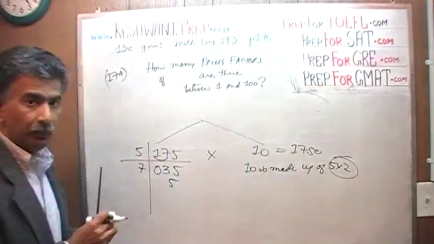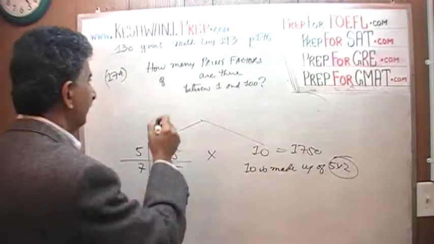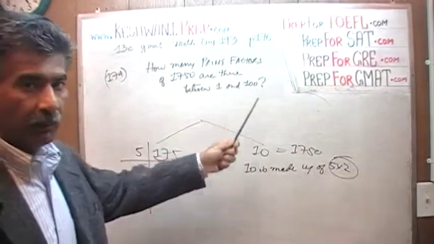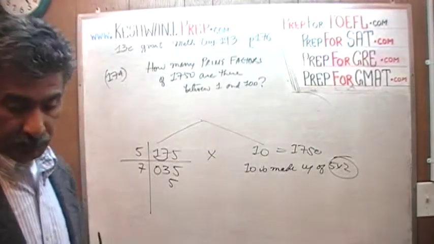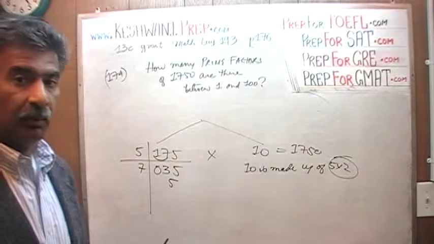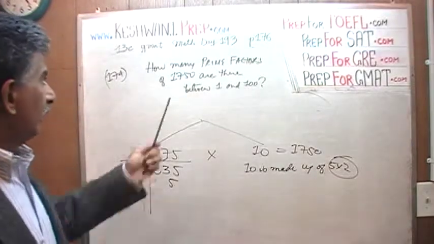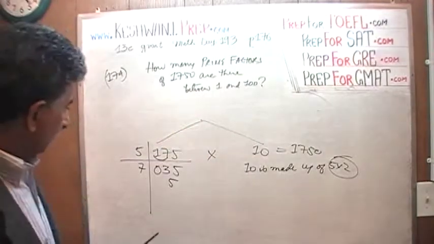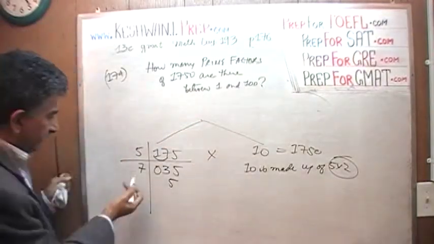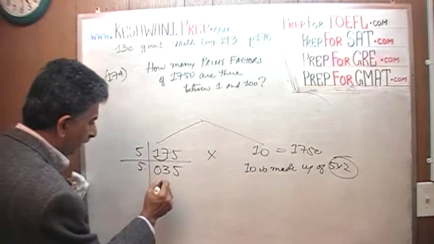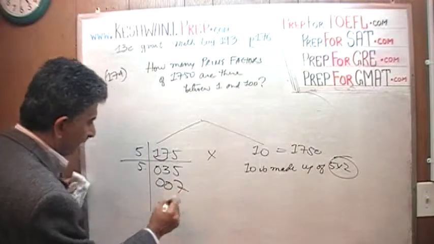So we'll pretend that we are doing two problems. How many prime factors are there of 1750 between 1 and 100? Since I made the boo-boo, let's continue with the boo-boo. And now we'll do the next question that is in the book separately. So how many prime factors of 1750 are there between 1 and 100? Well, here we have 35, and we divide it by 7. Technically we should divide it by 5 because 5 is less than 7. And then we end up with a 7.